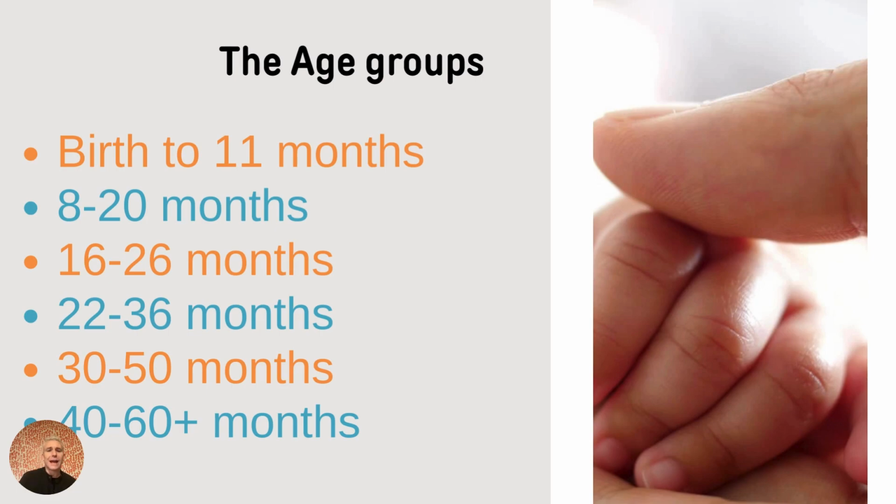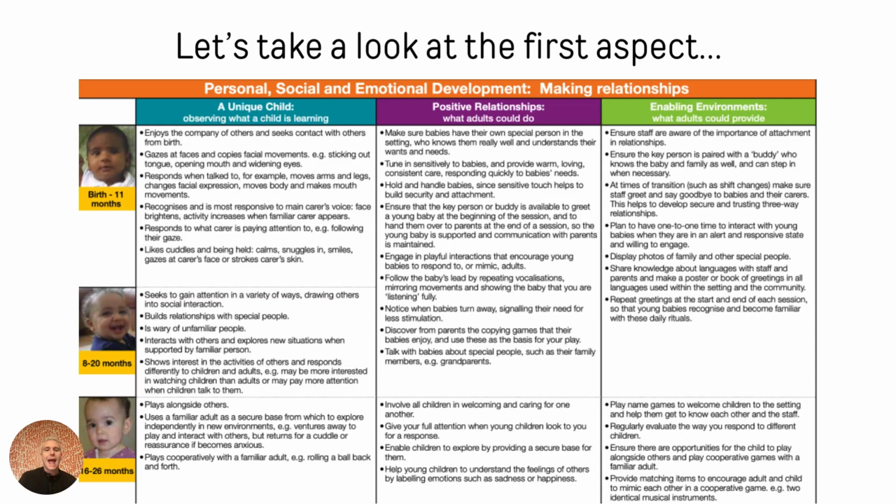And we're going to go now onto the next slide, and we're going to have a look at the first aspect. So as you see across the top, it's written personal, social, and emotional development. That's the area of learning. And the first aspect is making relationships. And then you have those 3 columns that we talked about. Unique child, that's where we have the developmental milestones.